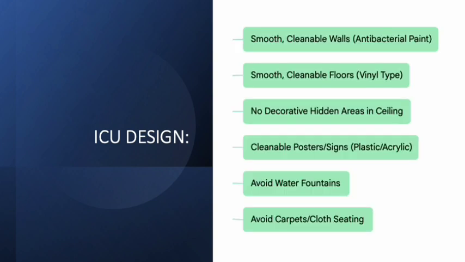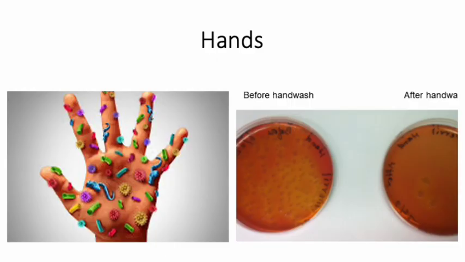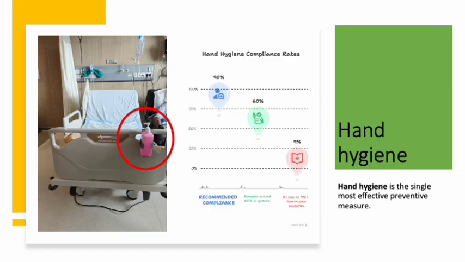Using cleanable surfaces and avoiding decorative fixtures, fountains, carpet, or closed sittings is paramount in ICU design. Hands of healthcare workers harbor millions of bacteria, viruses, and fungi, and they are the seminal route of transmission of infection in ICU. Hand hygiene remains the single most effective preventive measure against healthcare associated infection.